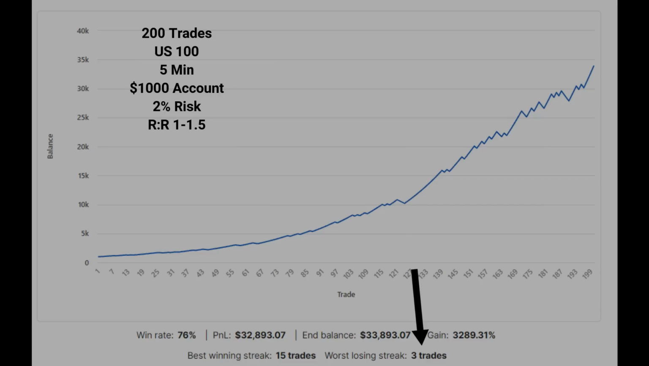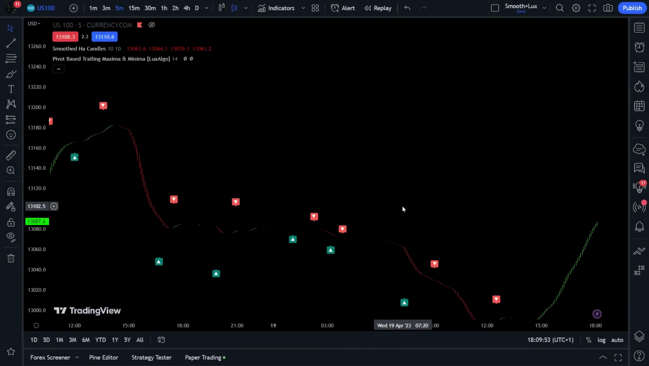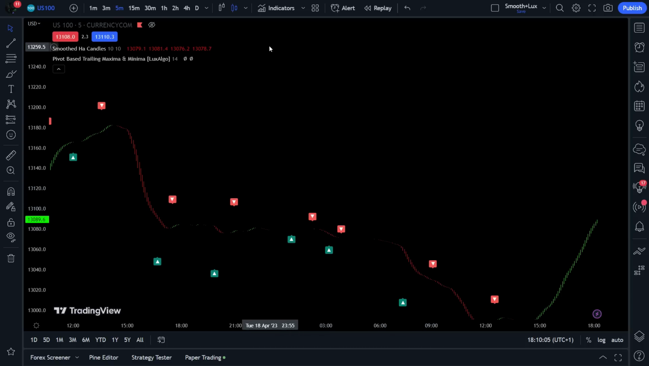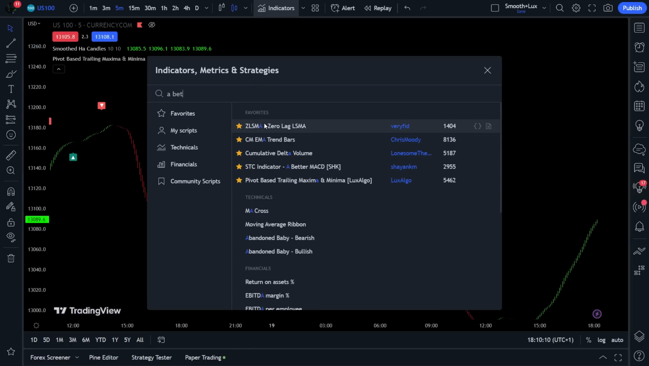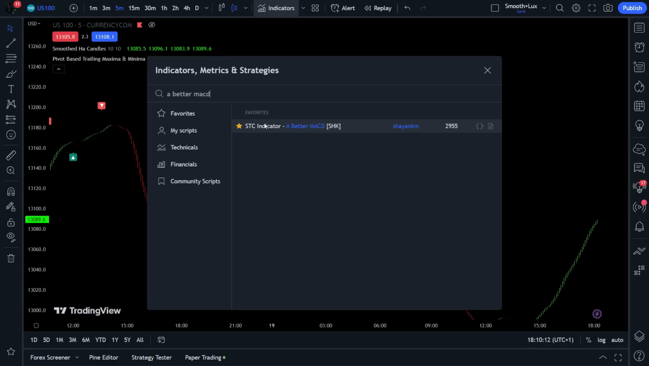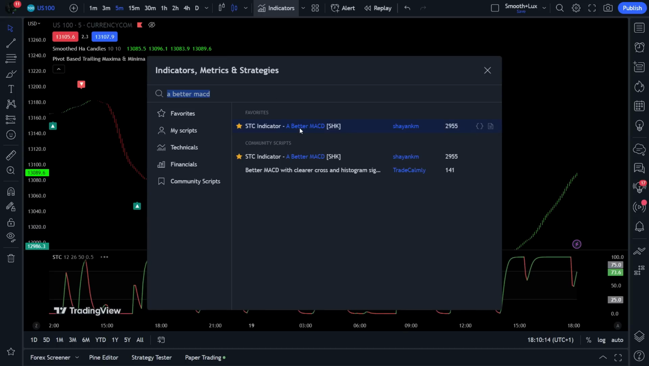So what could we do better regarding this strategy? Well, the pivot-based trailing indicator is good, but it is not the most effective entry point indicator that is out there. However, we could use this indicator with another to improve accuracy. I personally would use the STC indicator. To add this to our chart, we want to head over to the Indicators tab and type in a better MACD. Let's choose this one here.